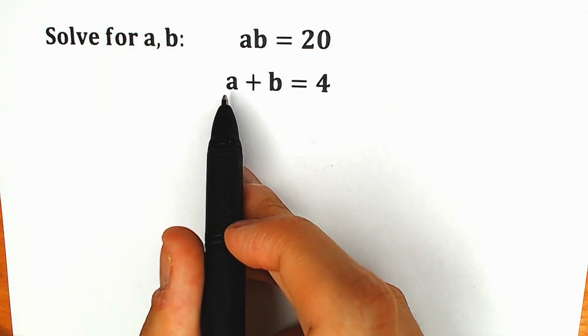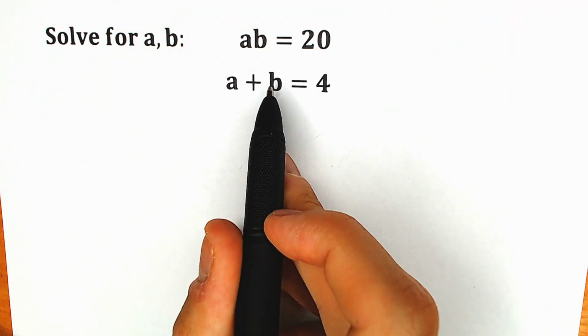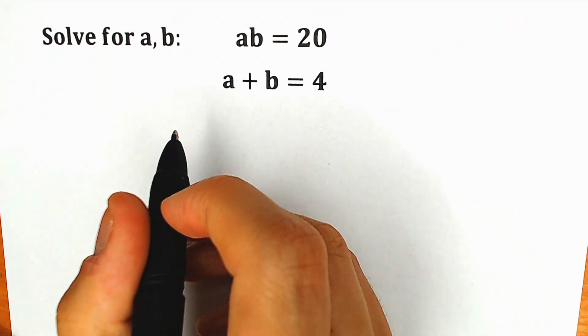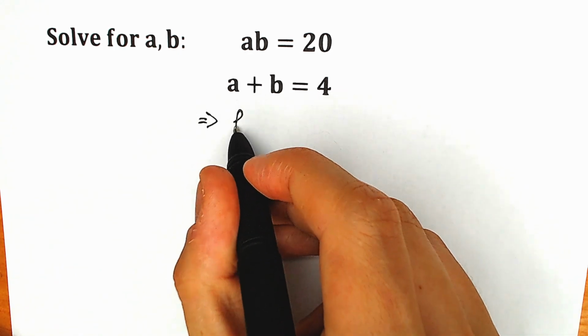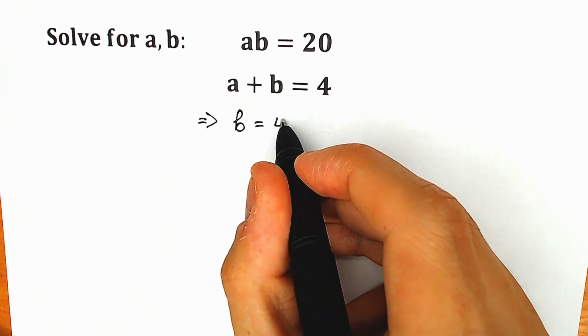So first of all, from this second equation, let's express our b. So b will be equal to 4 minus a. This is our first step. Let's do this right now. So as a result, we have b equal to 4 minus a.